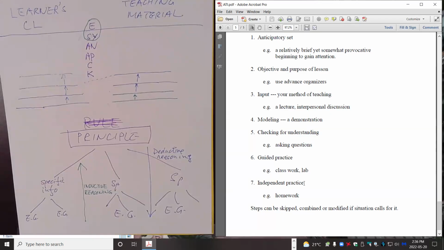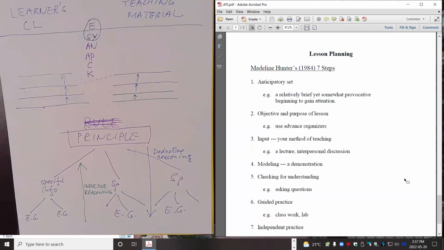So now, these 7 steps do not follow an invariant sequence. Steps can be skipped, combined, or modified if the situation calls for it. All right? But these are the 7 fundamental components of lesson planning. All right? So that's Madeline Hunter. Very good. Thank you.